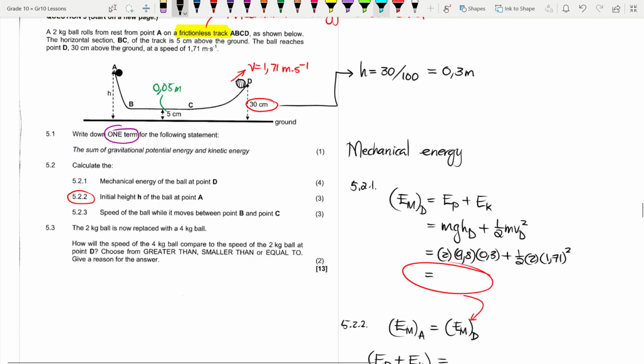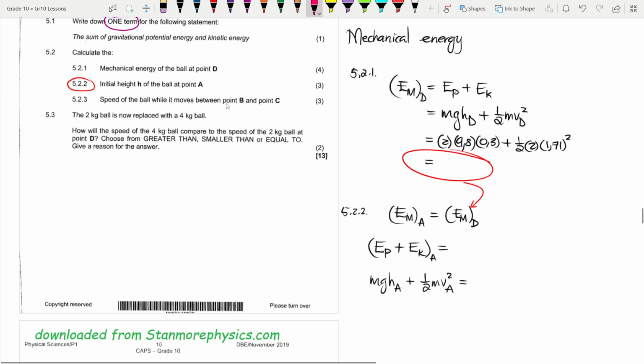And you see there's a keyword here. They say the ball rolls from rest. What are they trying to tell us there? The EK is 0 joules, or velocity is 0 meters per second, same thing.